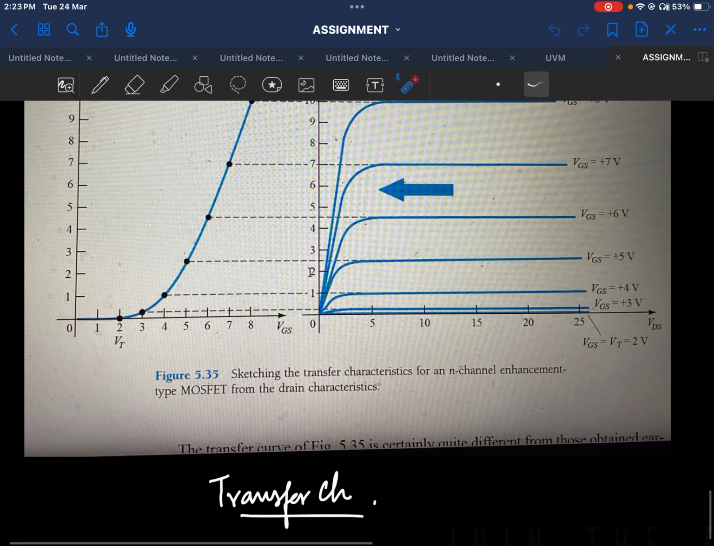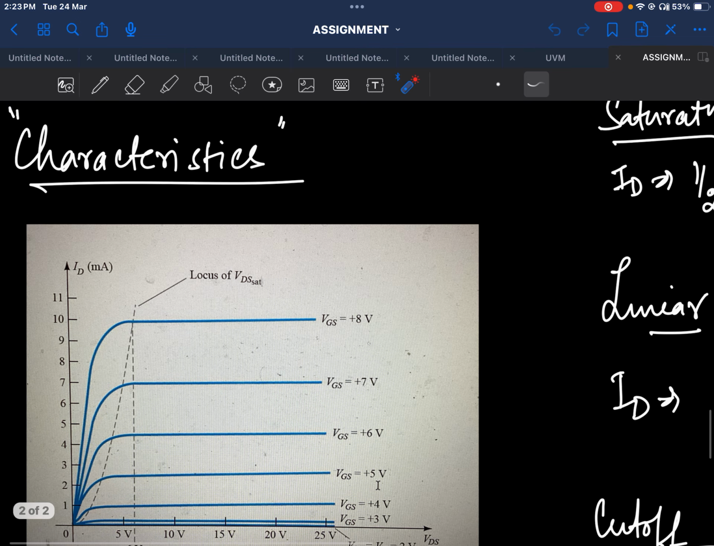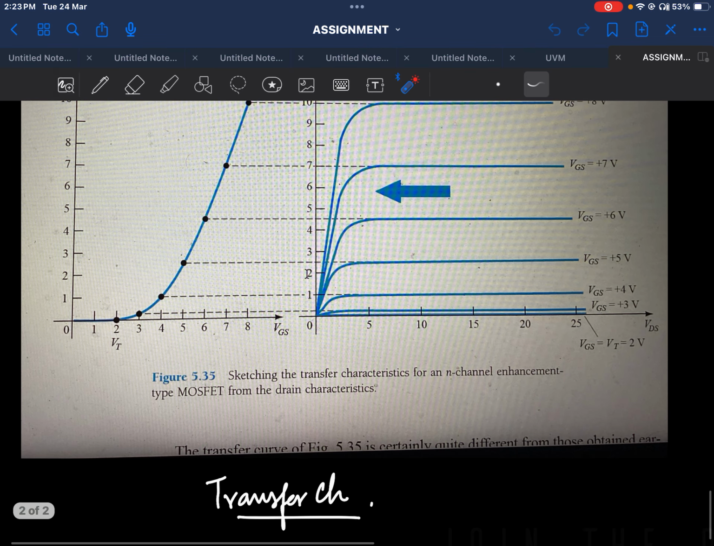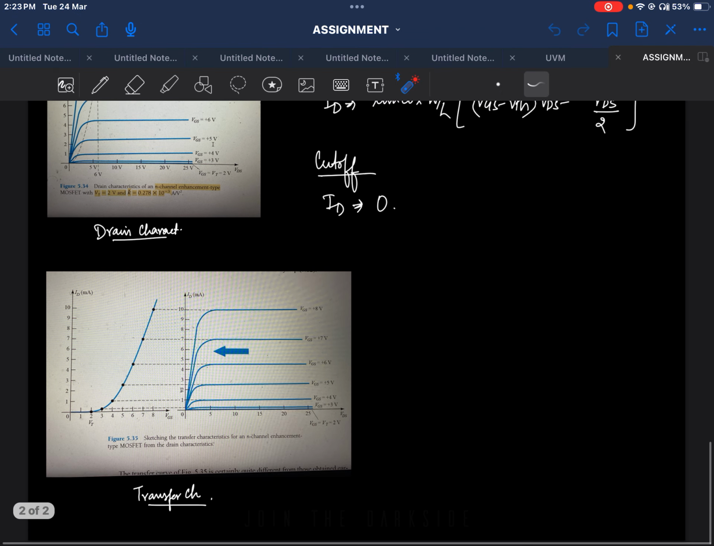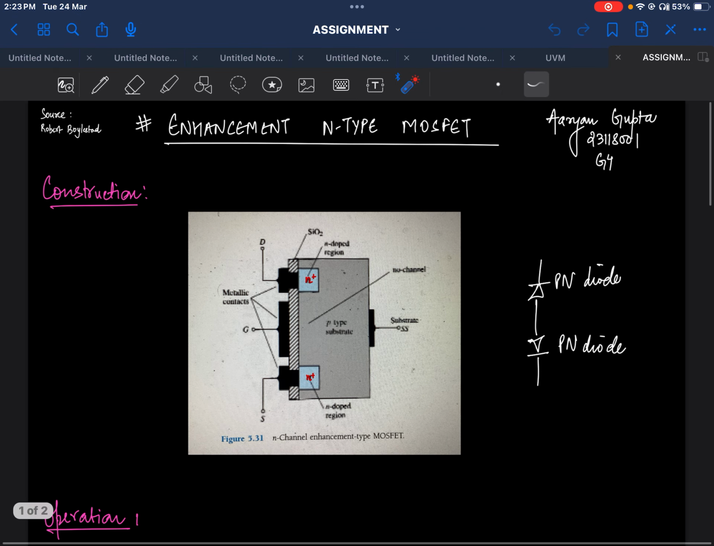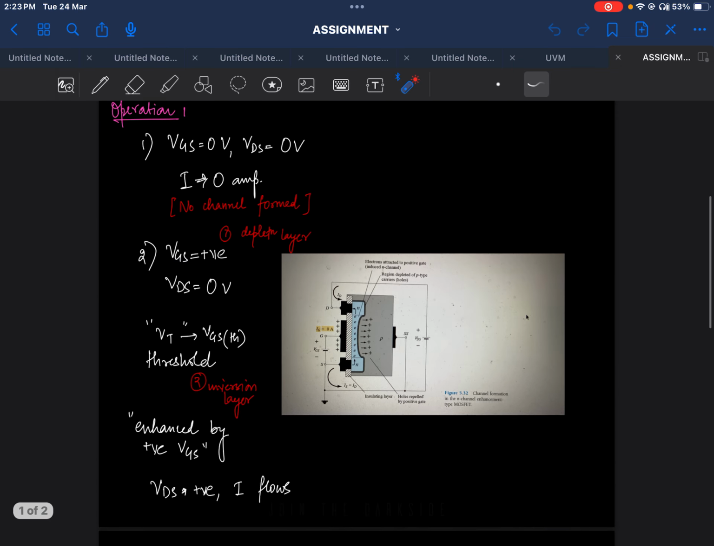And last, the transfer characteristics, which is between ID and VGS. Obviously, ID is in milliamps. Between VGS and ID, you can plot that easily. We need a minimum amount of voltage VT for the current to flow, and then it increases like this. So this was the n-channel MOSFET enhancement type, and this was all its construction, operation, and the characteristics. Thank you.